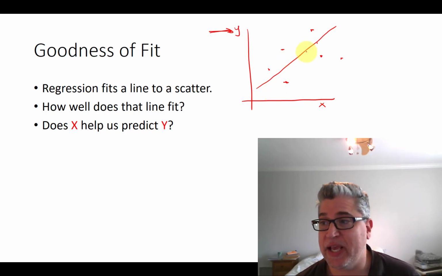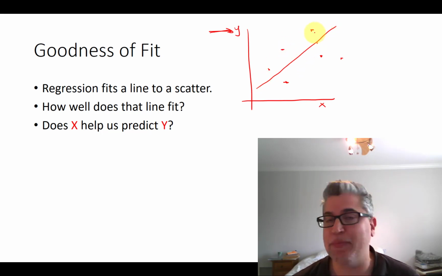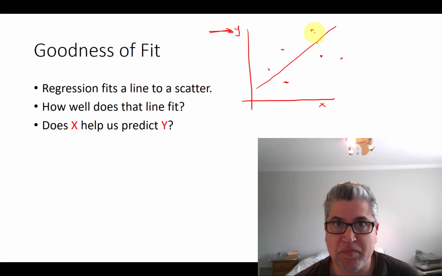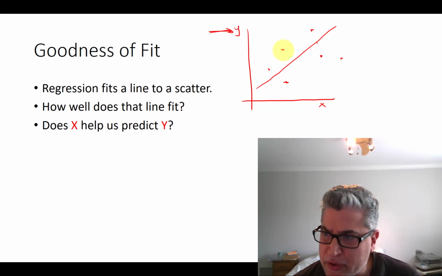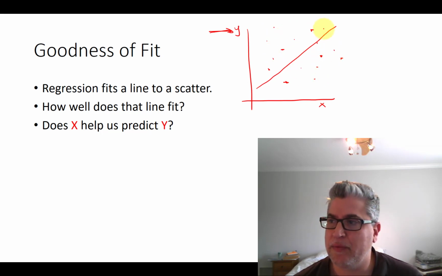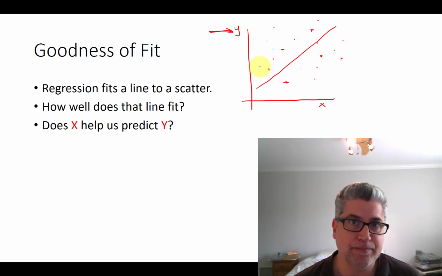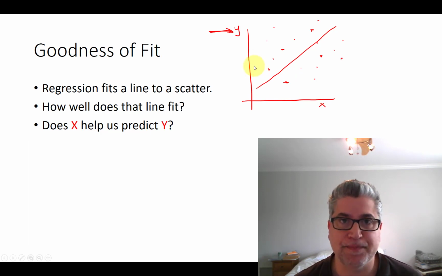Which is really like saying, how tightly do these points cluster around that straight line? Is the straight line a good representation of that relationship? Or are these points scattered way around the outskirts of that line, so that the line doesn't really tell you that much about y? So that's what R squared is.